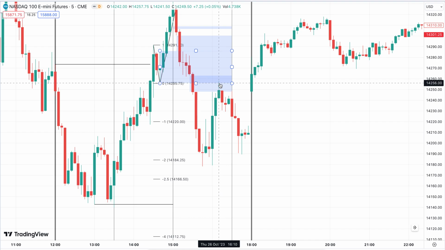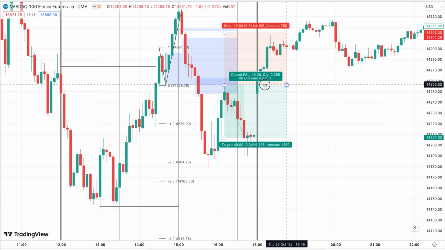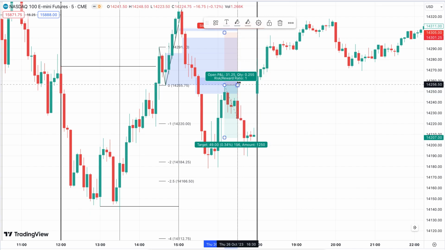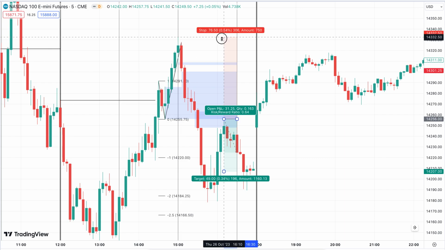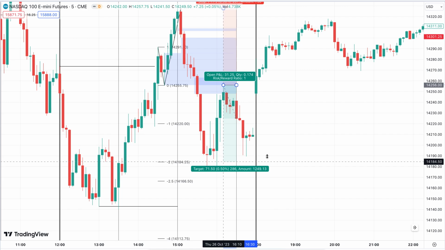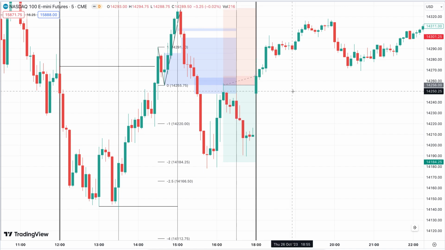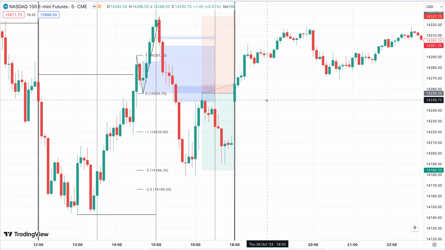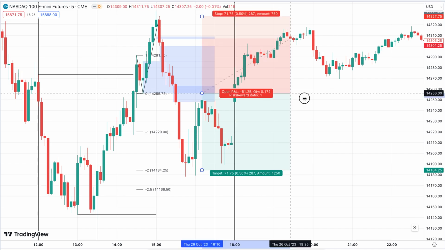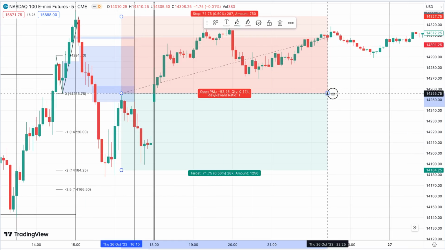Let's say you entered where these two overlapped, right there, short position. Stop above the high. Two standard deviations, a 1-to-1 risk reward. And you would have gotten stopped out. Yeah, stopped out.